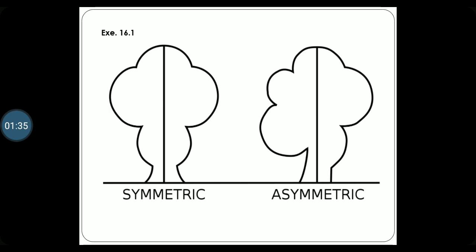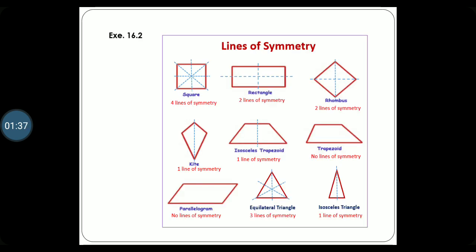Now we go ahead and look at exercise 16.2. Now on the screen you can see a couple of examples of how you can cut a shape into different symmetry lines. There are different lines depending on the shape, how many times you can sort of cut it metaphorically. Okay, lines of symmetry. A shape has lines of symmetry if it can be folded along the line in such a way that one half lies exactly on the other half. So basically when it's symmetric.